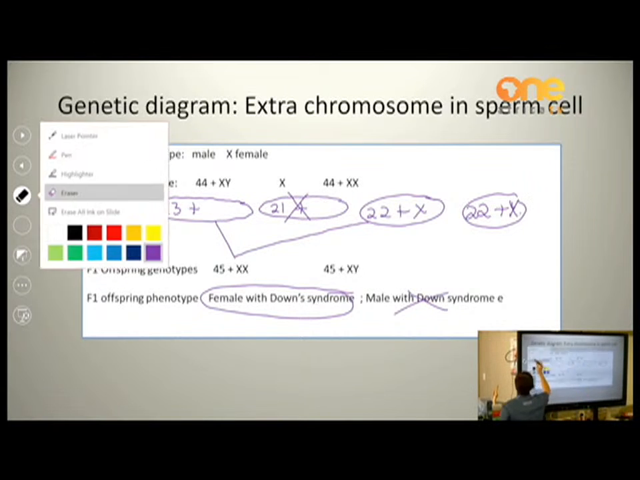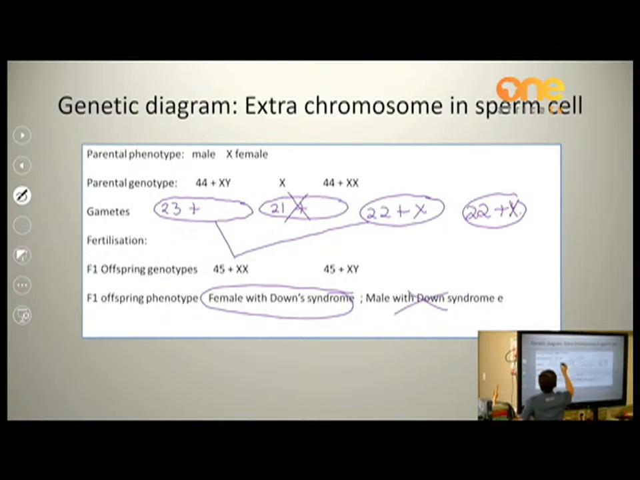There's no possibility to have a male with Down syndrome unless this 23 is now the one with the Y. You agree? If we have the Y there, I can have a male with Down syndrome. But if I have an X there, I will have a female with Down syndrome. I would like you, grade 12, to take your textbook and to check how they explain Down syndrome.